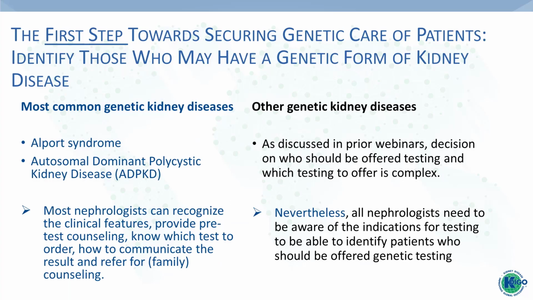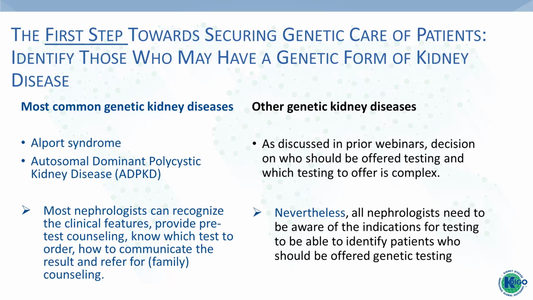So the first step towards securing genetic care for patients is obviously to identify those who may have a genetic form of kidney disease and either offer them this pre-genetic testing counseling or refer them. For the most common genetic diseases like Alport or ADPKD, the expectation today is that most nephrologists can recognize the clinical features, provide pre-test counseling, know which test to order and how to communicate the results, and refer, if needed, family members for counseling.